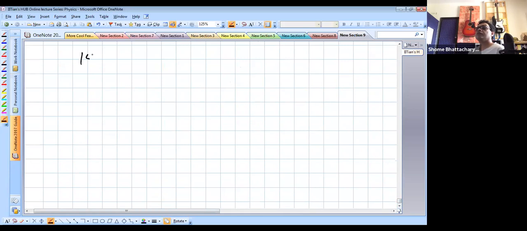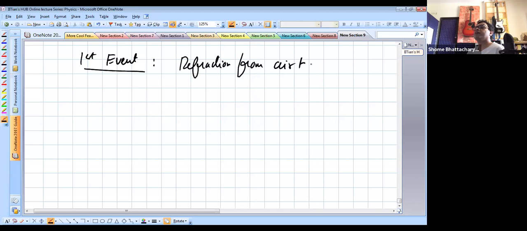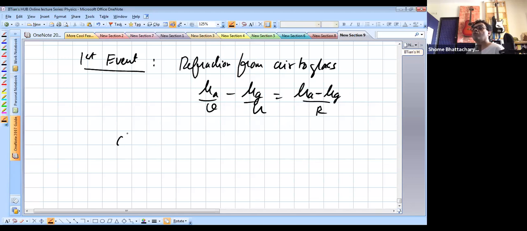So the first event, as you can see in the diagram above, if you just recall, it is refraction from air to glass. Okay, so the formula is refractive index of air divided by V minus refractive index of glass divided by U is equal to this difference divided by R. This is the formula. Okay, now for that, the object is which one? O. So the object distance we will take with the sign convention will be minus of OP.